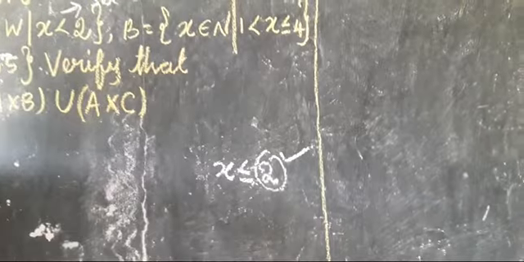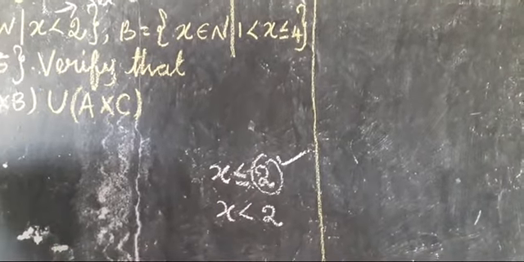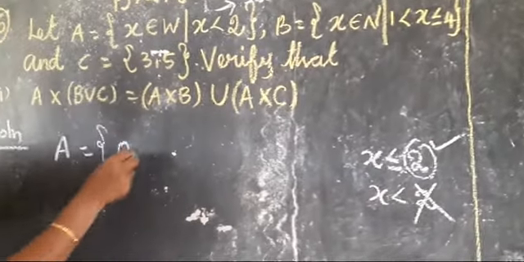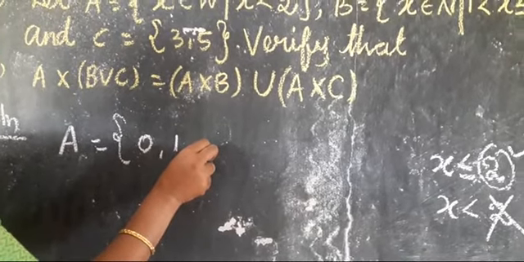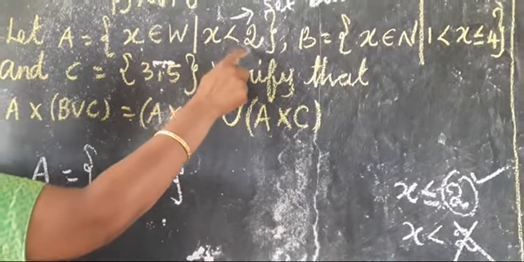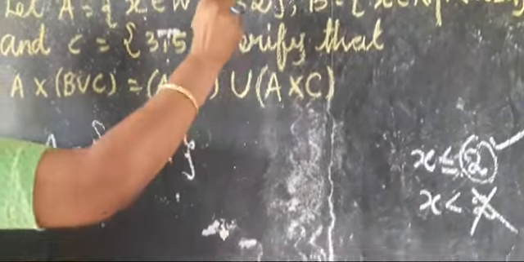We have to take the number 2 also. But they have given x is less than 2. Less than 2 means we don't take 2. Clear? So what are the elements? 0, 1. Do we take 2 or not? Not taken, because they have given x less than 2. If they had given equal to, then we would also take 2.